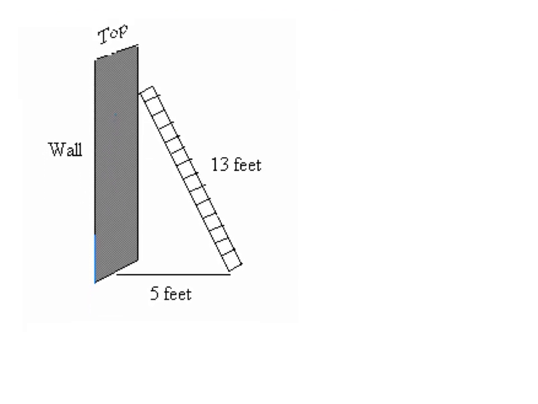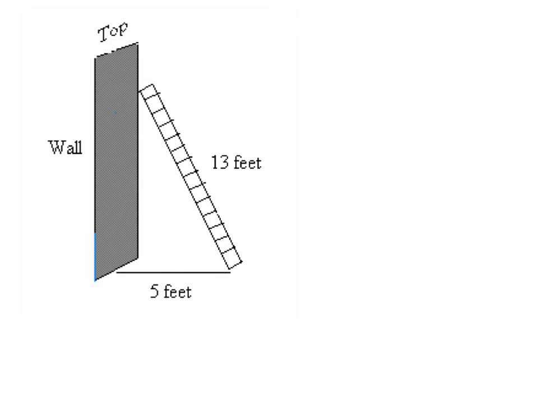All right. Last problem. This problem is a ladder leaned up against a wall, and we want to know how high up the wall the ladder reaches. And we're told that it's 5 feet away from the wall, so this would be like the leg.